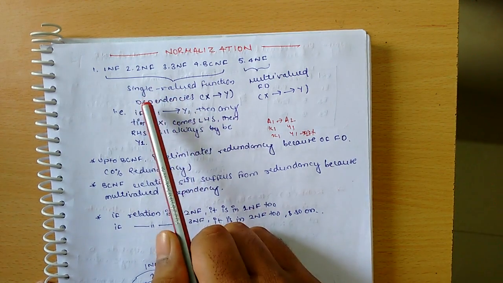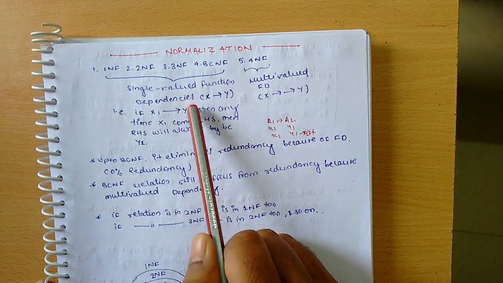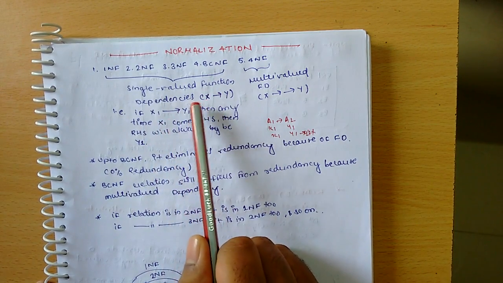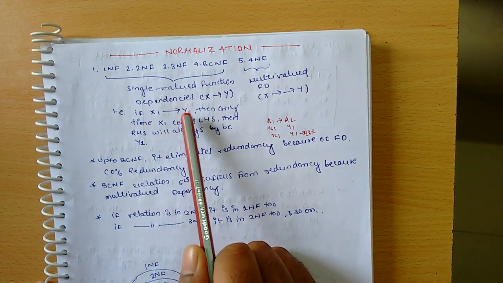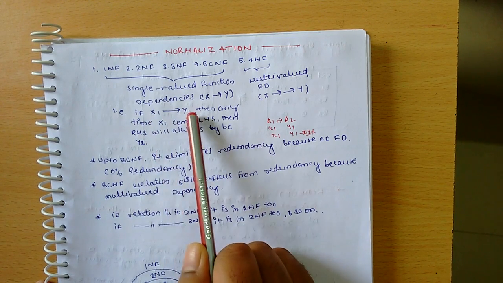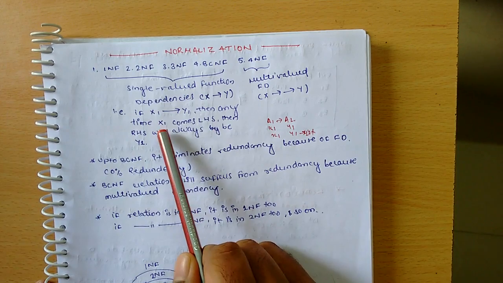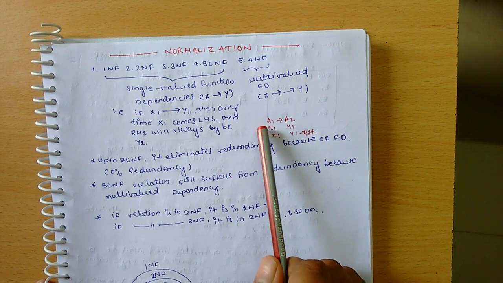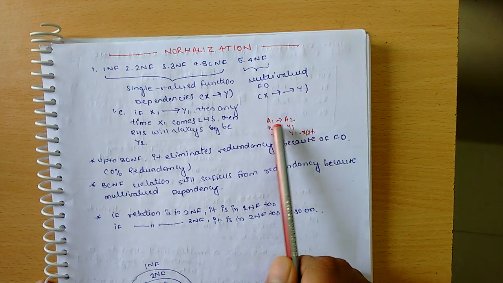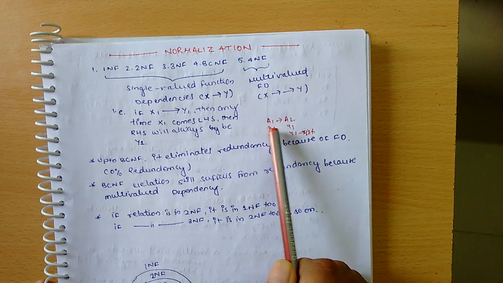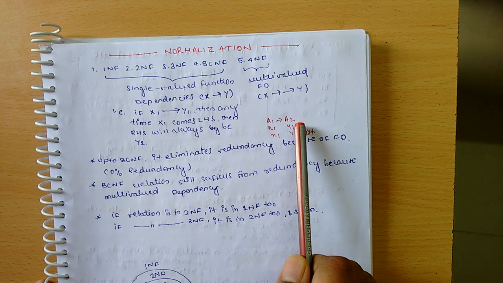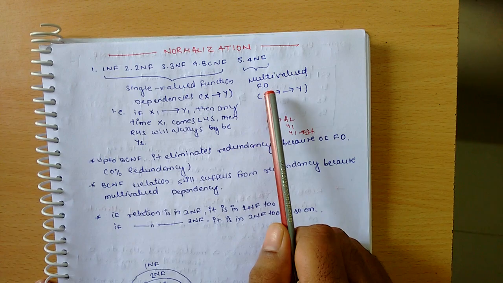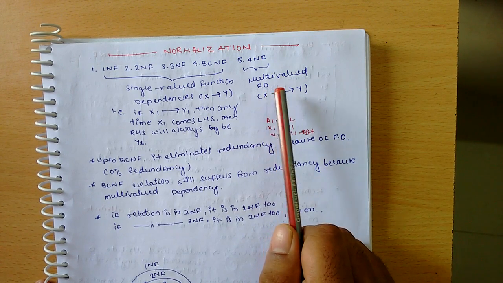But from first NF to BCNF, we think about single-valued functional dependencies only. So what is a single-valued functional dependency? If x1 goes to y, it means there are two columns, x1 and y1. Anytime x1 comes at the LHS, the RHS will always be y1. Like there are two columns a1 and a2, and if a1 has the value x1, then a2 must have the value y1. And when we talk about fourth NF, we'll discuss multi-valued functional dependencies.